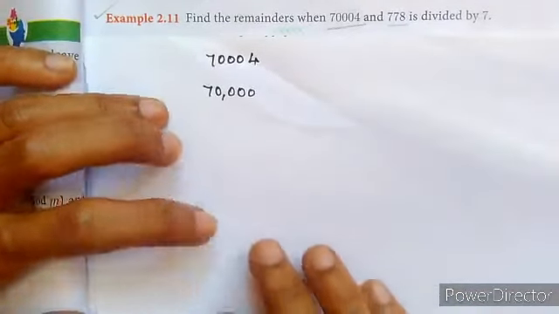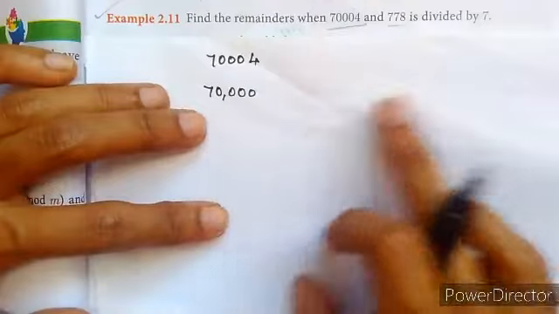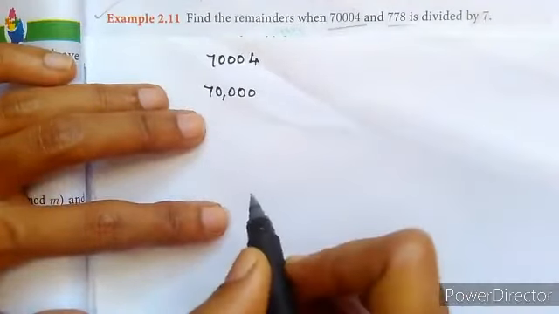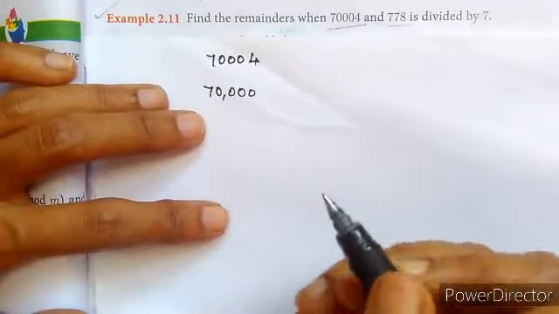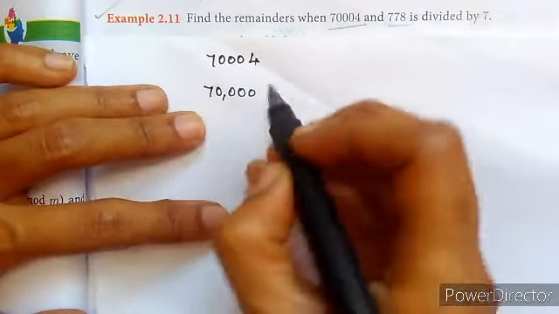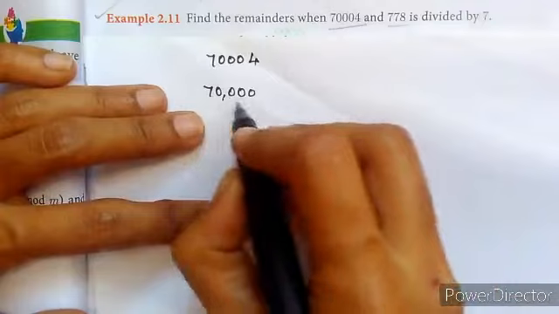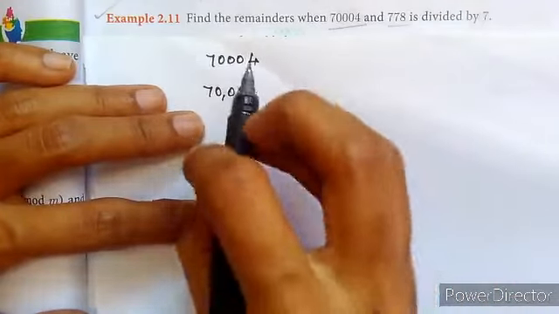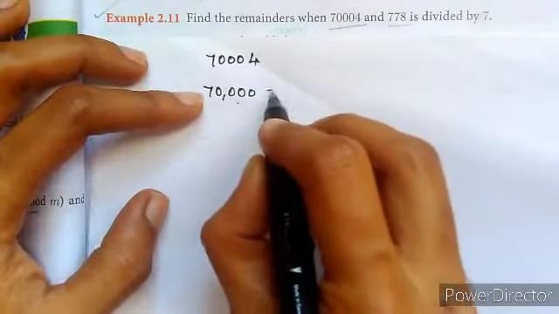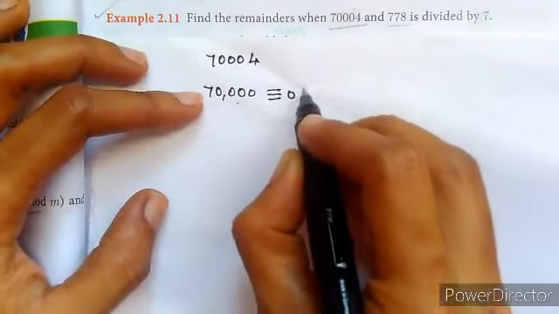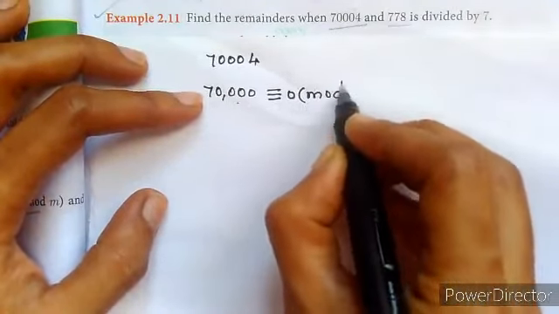70,000. Okay, so when this 70,000 is divided by 7, what will be the remainder? It is 0, isn't it? It is completely divisible by 7. 70,000 is divisible by 7. So the remainder is 0. We can write this as 70,000 congruent to 0 mod 7.